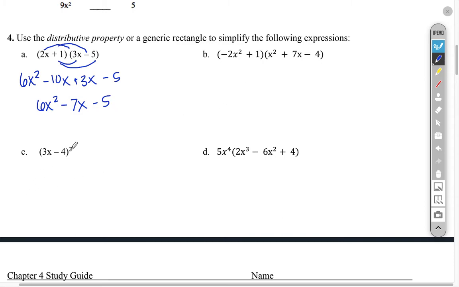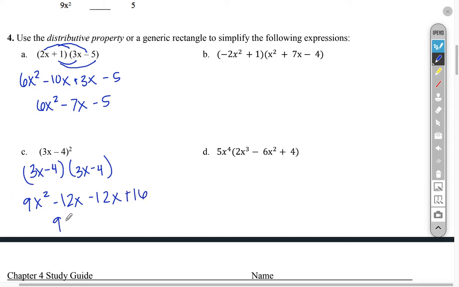All right, I'll go ahead and get this one out of the way. Remember, if the whole thing is squared, you're multiplying it by itself. And then we'll distribute this out. So 3x times 3x is 9x squared. 3x and negative 4 is negative 12x. Negative 4 and 3x is negative 12x again. And then negative 4 and negative 4 is positive 16. And then we combine our like terms. So we have 9x squared, negative 12x, and negative 12x. Remember, these are not going to cancel out. These are both negatives. So this becomes negative 24x plus 16.